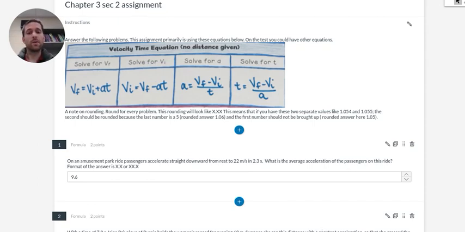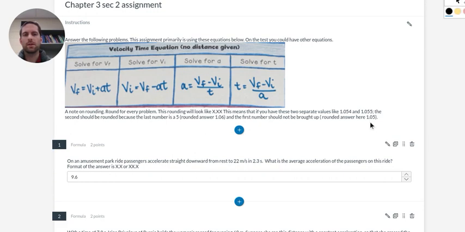For this video, I'm going to be going through this Chapter 3, Section 2 assignment for all three of them. So this should be Part A. There's a B and a C as well. So this first problem is from rest. It's another from and to problem.